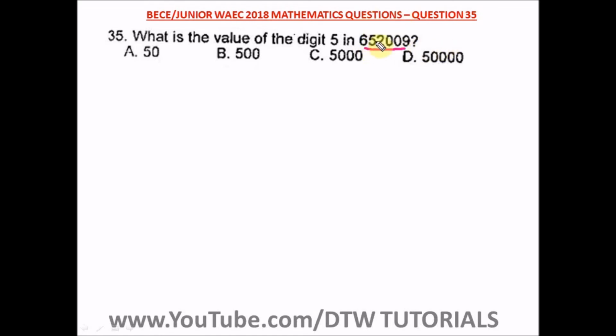You say 652,000. So our 5 is in the thousands range. Our 5 is in the fifty thousand place. That's the value of the digit 5 in this number. So it's 50,000. So our right option here is option D. This is where 5 is. So we have a 0, a 0, a 0, a 0. So we have 50,000. So our right option is option D.